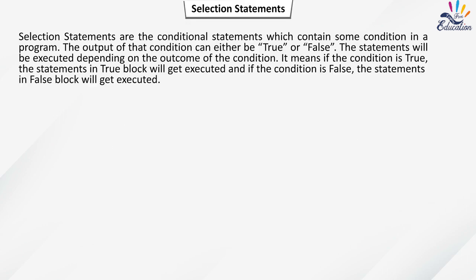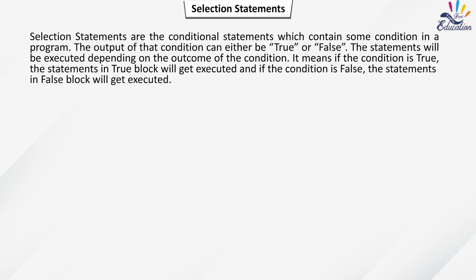Selection statements. Selection statements are the conditional statements which contain some condition in a program. The output of that condition can either be true or false. The statements will be executed depending on the outcome of the condition. It means if the condition is true, the statements in true block will get executed, and if the condition is false, the statements in false block will get executed.